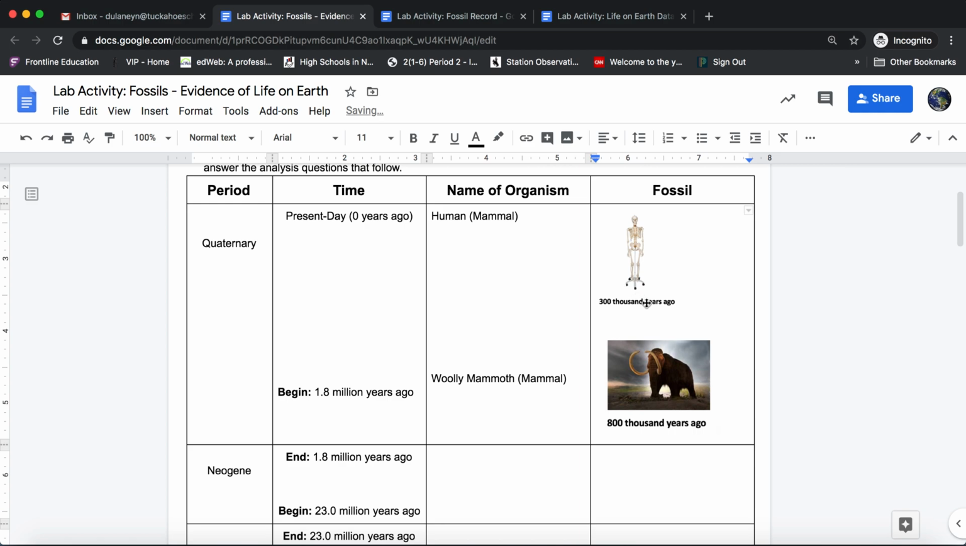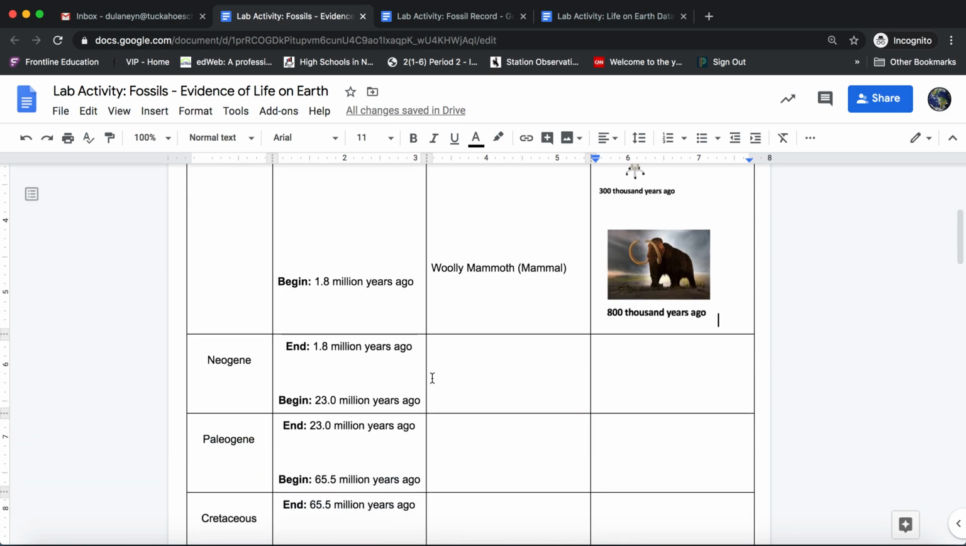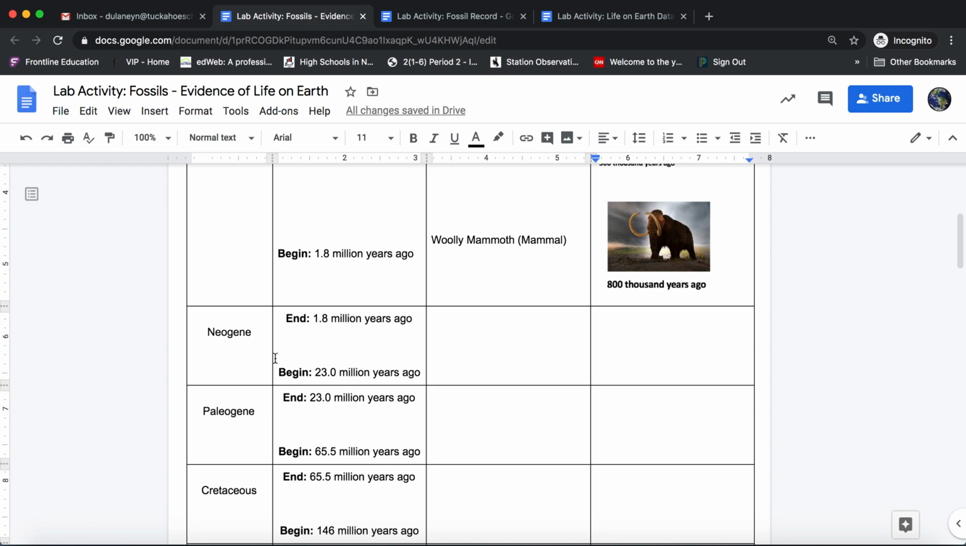Okay. What's really important here is the order that I put these fossils in. The human fossil is closer to the top because organisms that are younger are near the top of our rock diagrams and also our data tables. The woolly mammoth is older. It's further from the past, so it's going to be closer to the bottom of that time period. So it's important to remember that structure: younger near the top, older near the bottom. What you're going to be doing going forward for the rest of these is, for every single time period, every row in this data table, finding 2 organisms and their corresponding fossils.